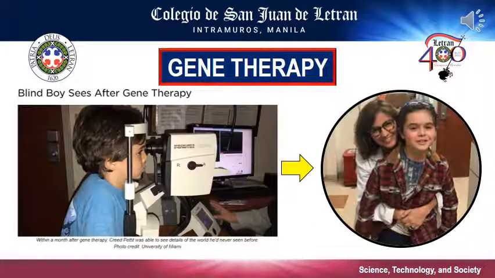As you can see in the figure, a 9-year-old boy named Creed, who has a genetic form of blindness, is one of the first people in the United States to receive a recently FDA-approved gene therapy for a congenital form of blindness called Leber congenital amaurosis. The treatment is an injection of virus delivered through a hair-thin needle underneath a patient's retina. Within a month of gene therapy, Creed was able to see details of the world he had never seen before.